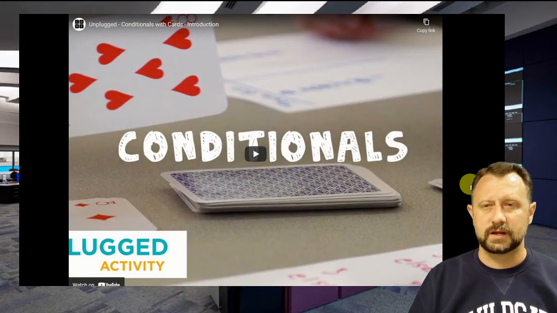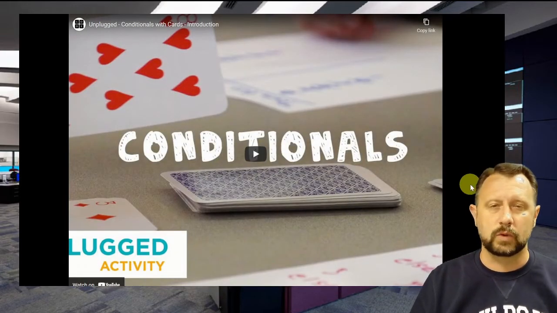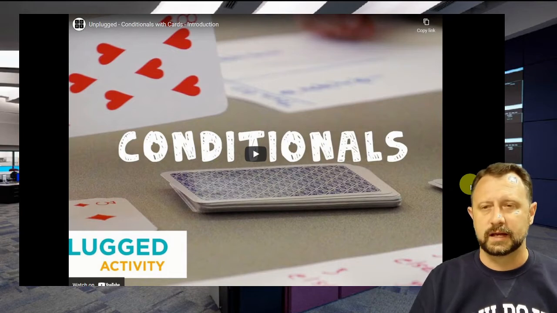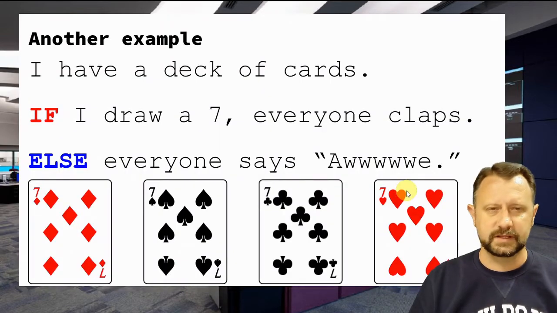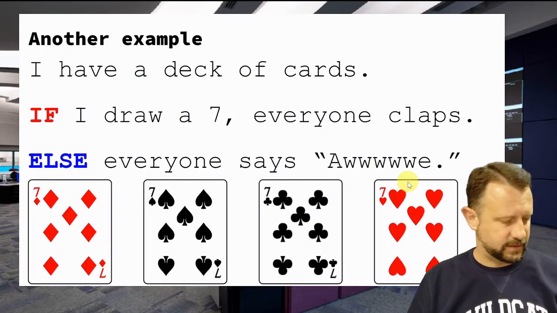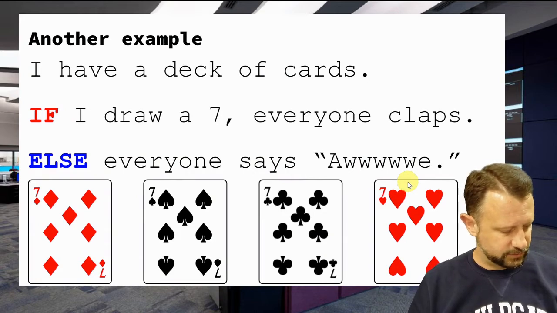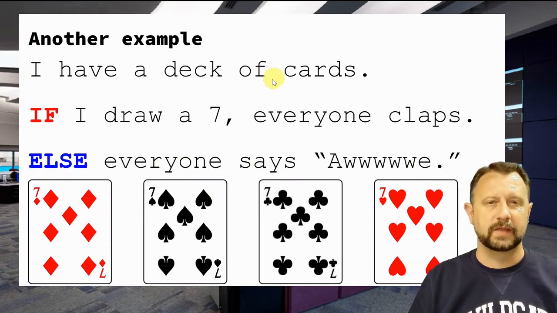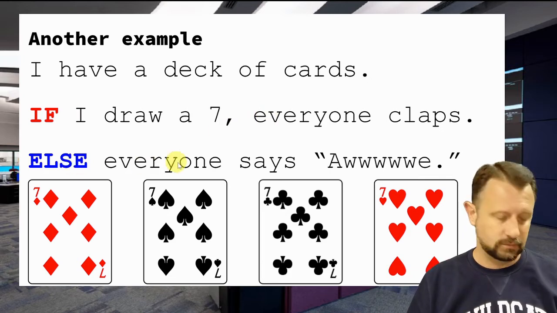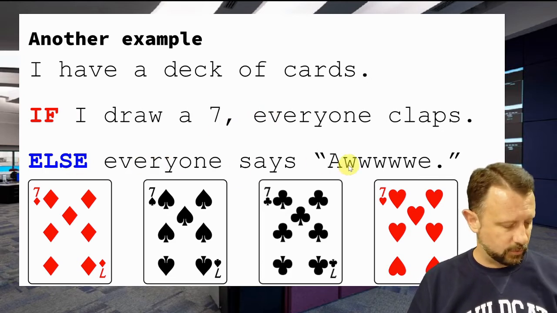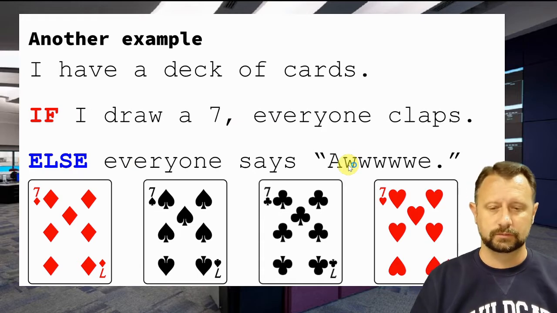We're going to watch this video. It'll be posted on the website as well as this one. And this is kind of what this video has us do. So we're going to play this game, and the condition is if you draw a 7, then you should clap. And else, you should say, aw. Okay, so I'm going to hold up a card here, and let's see what you do.